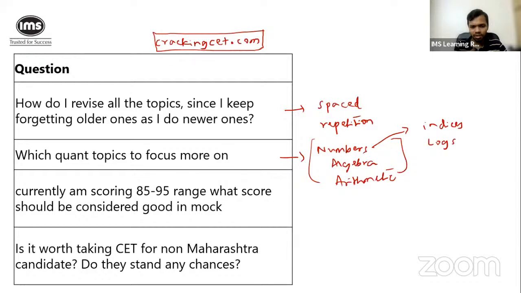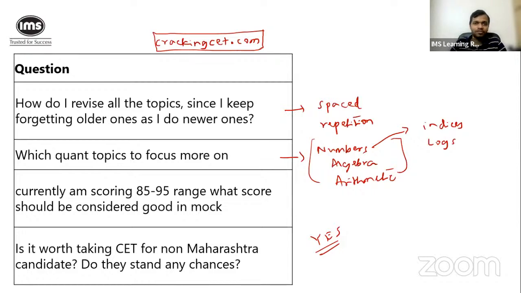But give me some time, I'll come to that table so that everybody can see it. Is it worth taking CET for non-Maharashtra candidate? The answer is a resounding yes. Okay, so is it worth taking CET for non-Maharashtra students? Absolutely. It's just that the number of seats are less. Okay, that I completely agree.